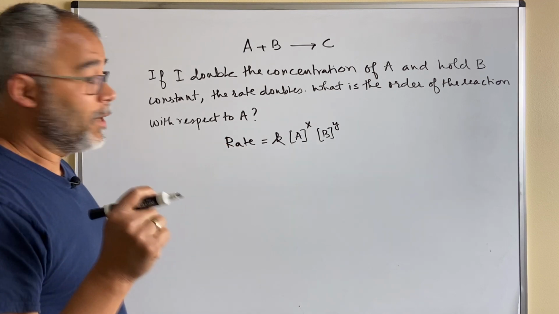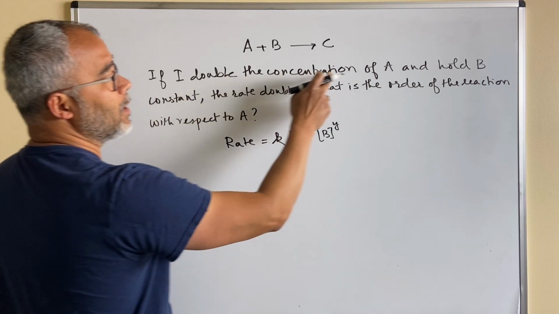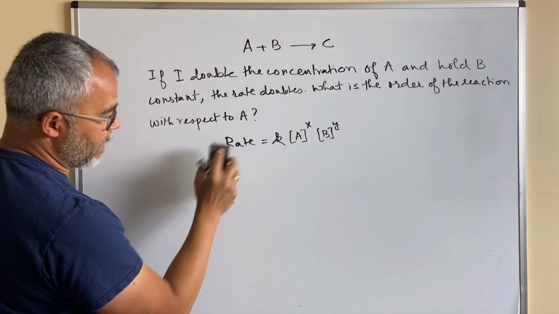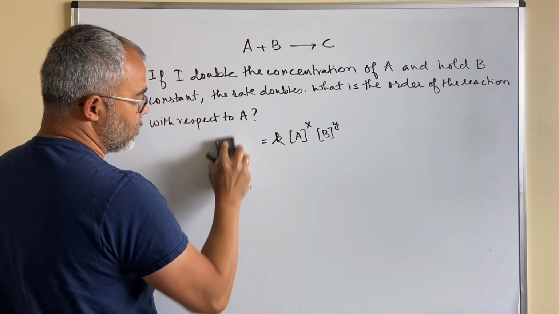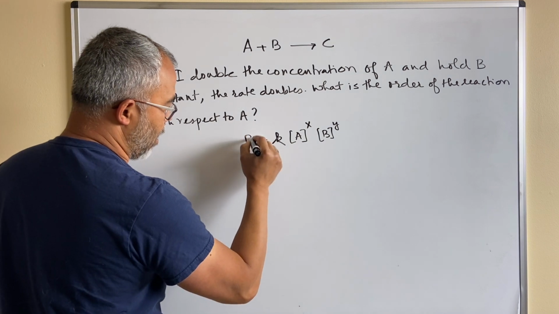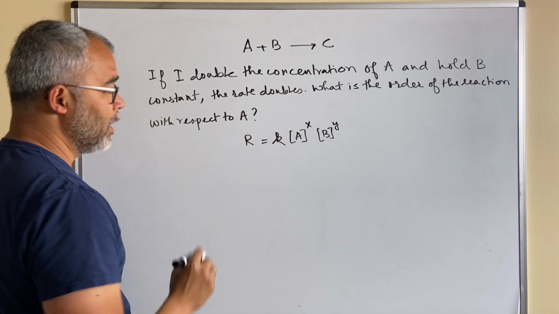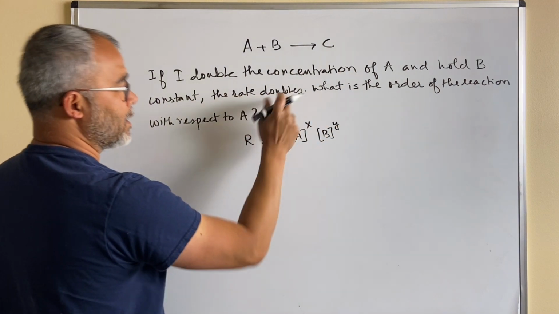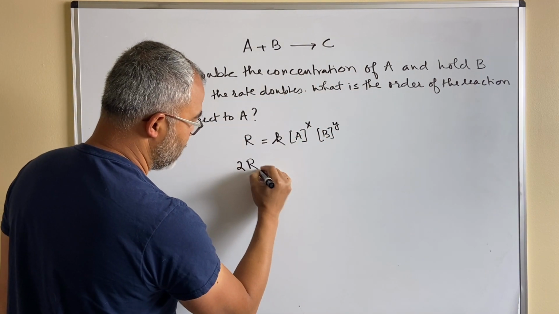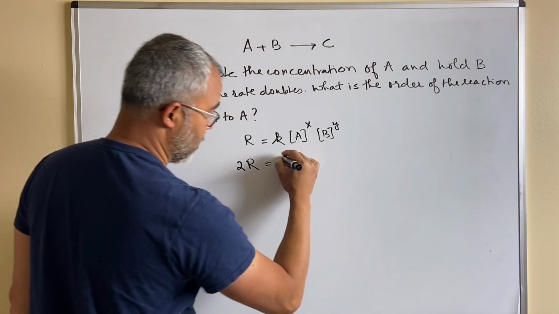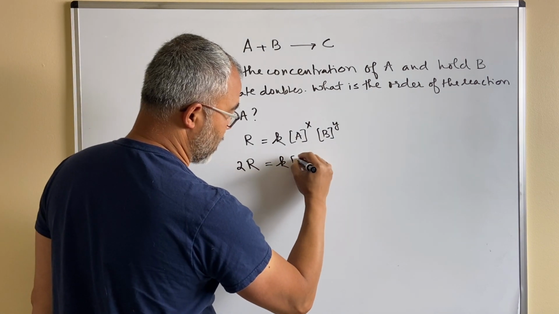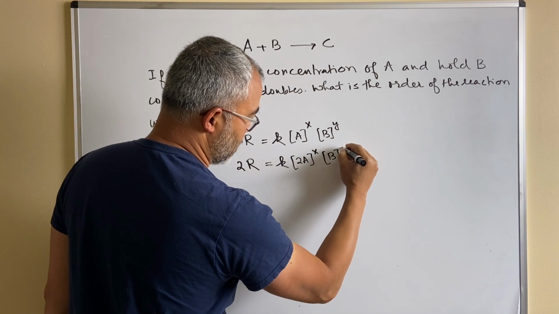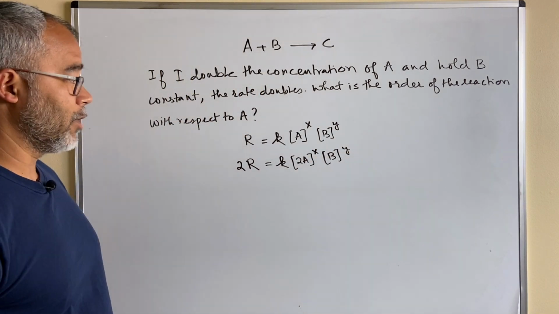So, one piece of information is given to us that if you double the concentration of A and hold B constant. So, to double the concentration of A, before we do that, let's reduce this expression, rate, and call that R. Rate is R, okay? So, if I double the concentration of A and hold B constant, the rate doubles. So, therefore, if I do that, my rate becomes 2R. Concentration of A doubles, so that becomes 2A raised to X, and B is constant. So that's what the new scenario becomes, okay?